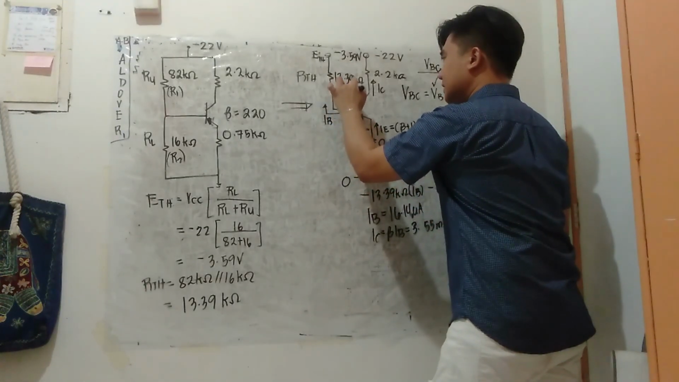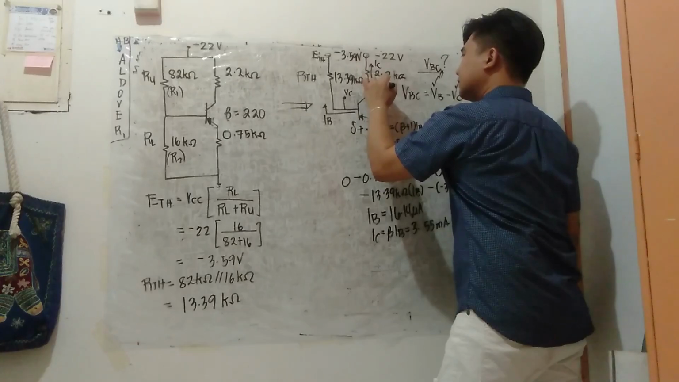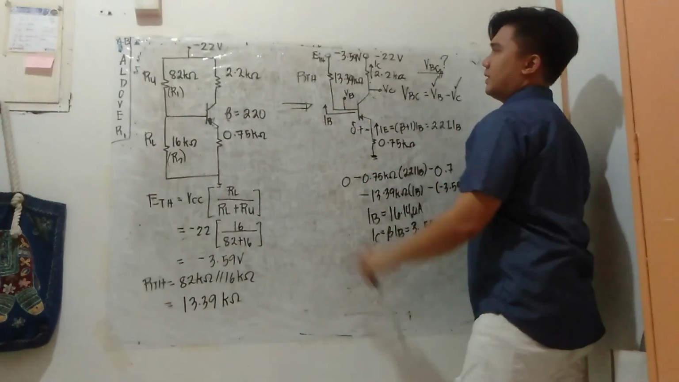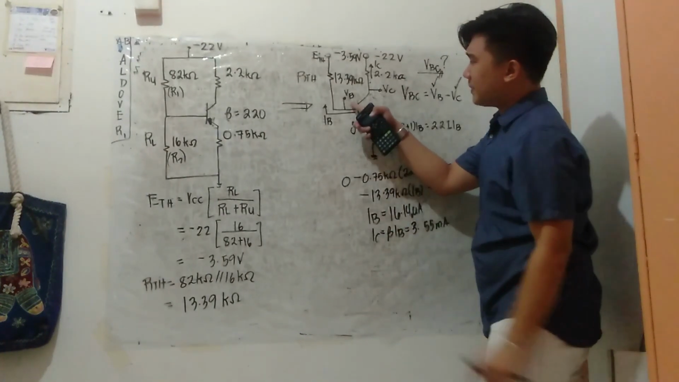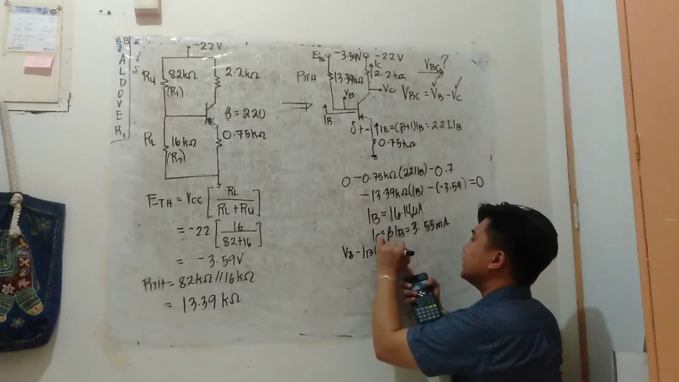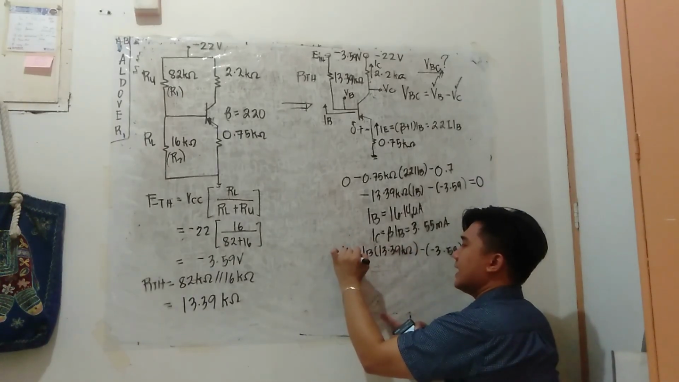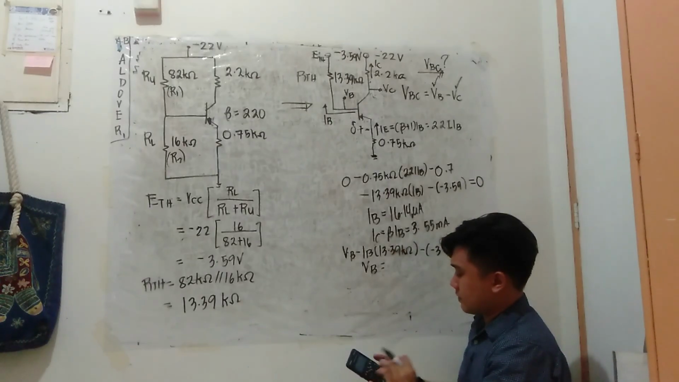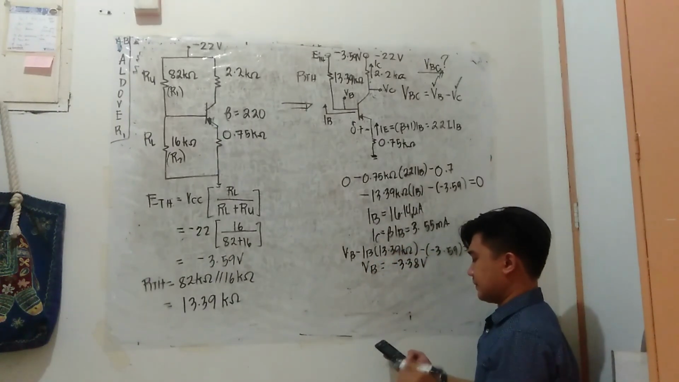Okay? So, andito si VB. Ayusin ko lang. Andito naman si VC. I'm sorry, this is VB. So, andito si VB, andito si VC. So, pwedeng dito papunta kay IB or pabaliktad. Ito papunta naman doon. Okay? So, ako piliin ko na lang ito. So, that is VB minus IB times 13.39 kilo ohms minus negative 3.59 equals 0. I can see that my VB is equal to negative 3.38 volts. Store ko muna yon.